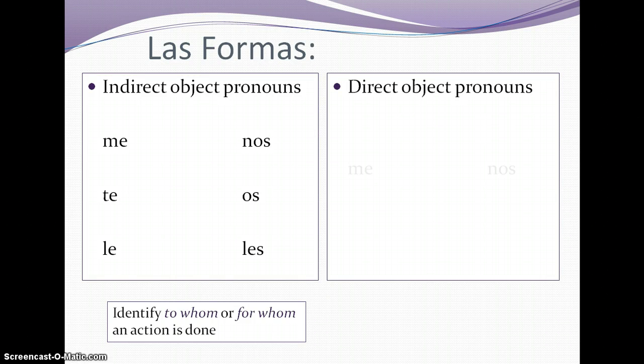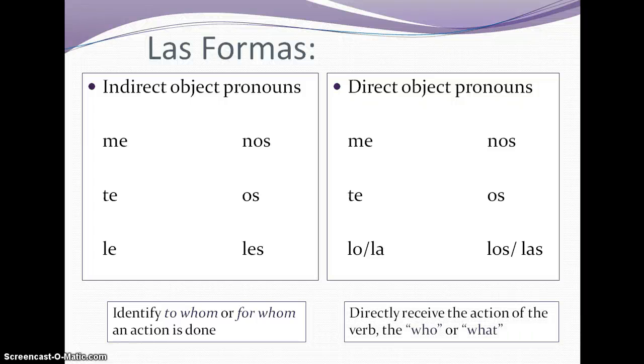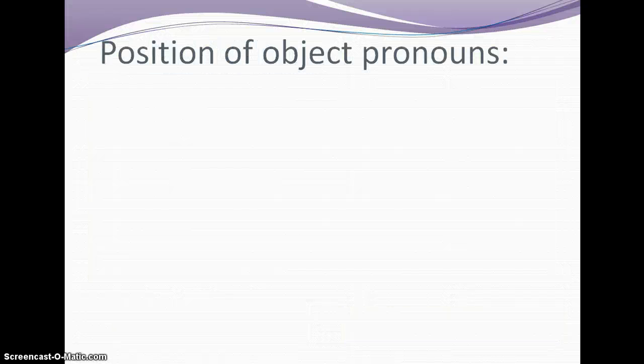Our direct object pronouns are as follows. Notice that they are just like our indirect object pronouns except for in the third person singular and plural. We have me, te, lo, la, nos, os, los, las. And our direct object pronouns directly receive the action of the verb. So they would answer that question, who or what.